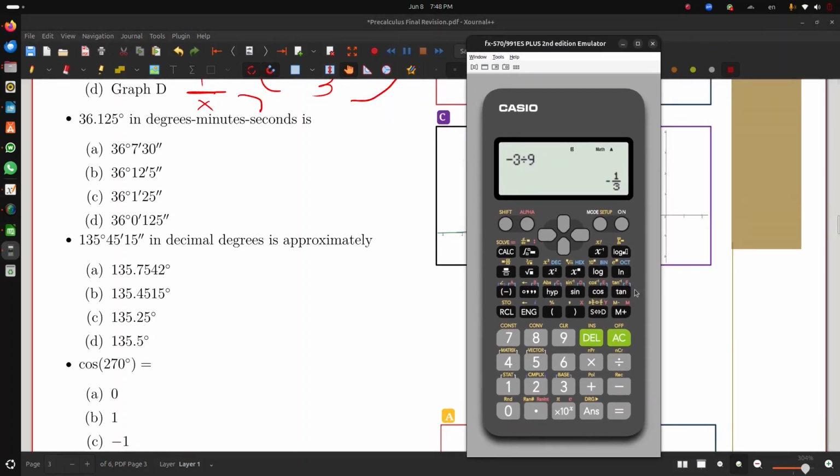36.125 in degrees, minutes and seconds. This question is very easy. You will use your calculator.